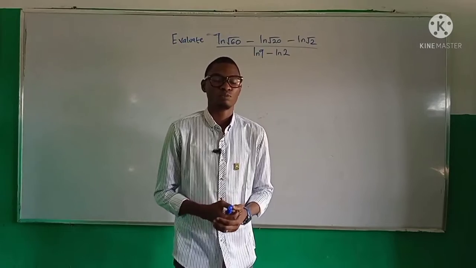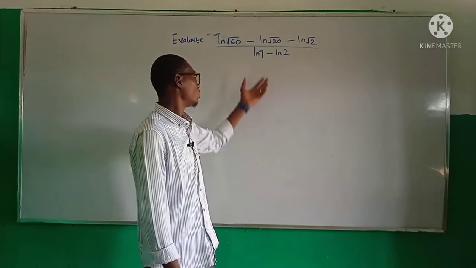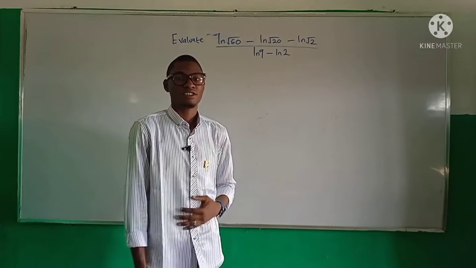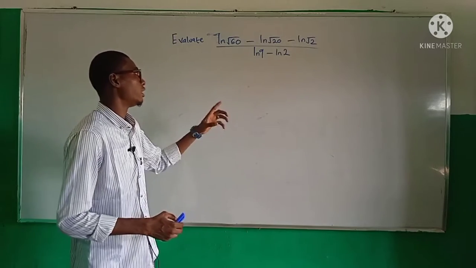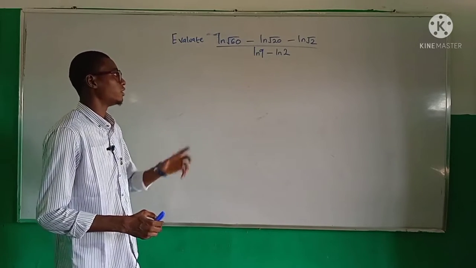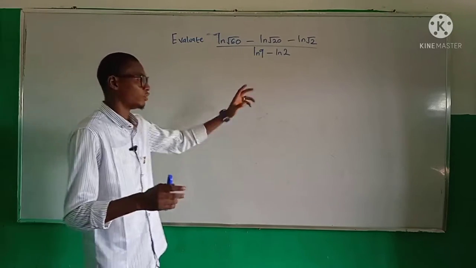In this tutorial, I would like to provide solutions to this problem you have on the board. So you have to evaluate this. The question you are given is ln root 60 minus ln root 20 minus ln root 2, divided by ln 9 minus ln 2.